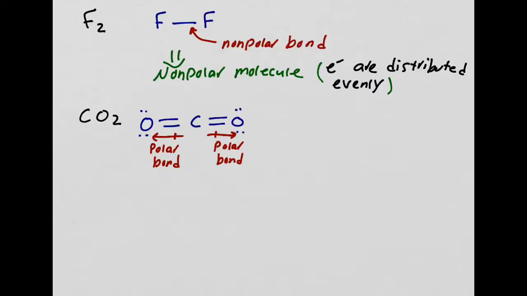Now, because the dipoles are canceled out, what does that mean? That means overall it is a non-polar molecule, because the dipoles are canceled out. So electrons are distributed evenly. We have some electrons here, we have some electrons here. Okay, ready for the next one? We're just going to keep doing practice problems until you guys get this down.